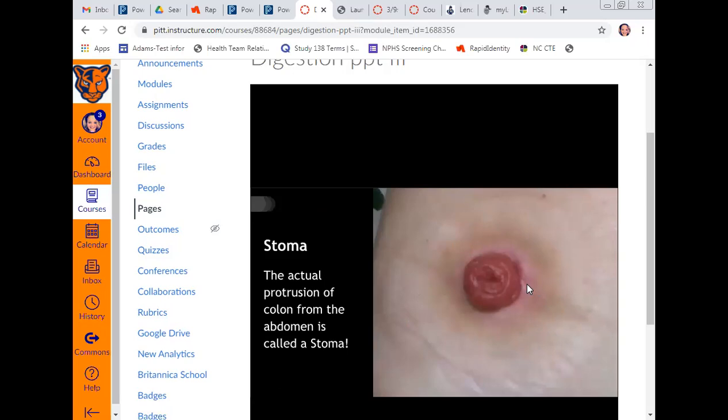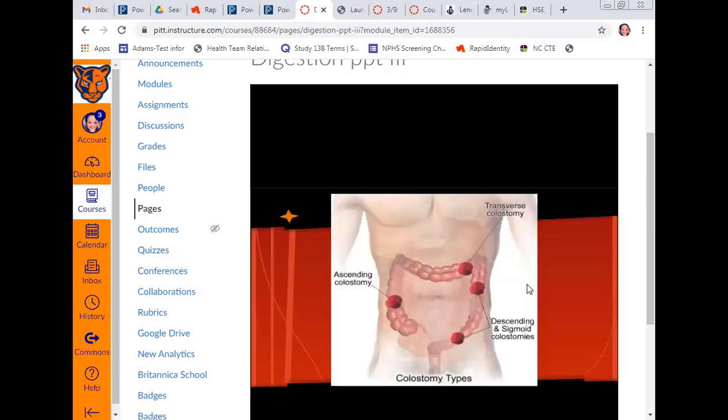There are a number of different places that you can have colostomy bags. So if you had cancer in your descending colon, then they can put it in your ascending colon or your transverse colon, and vice versa. Depending on where that cancer is and what they have to take out is where they're going to put that colostomy bag to collect your poop.